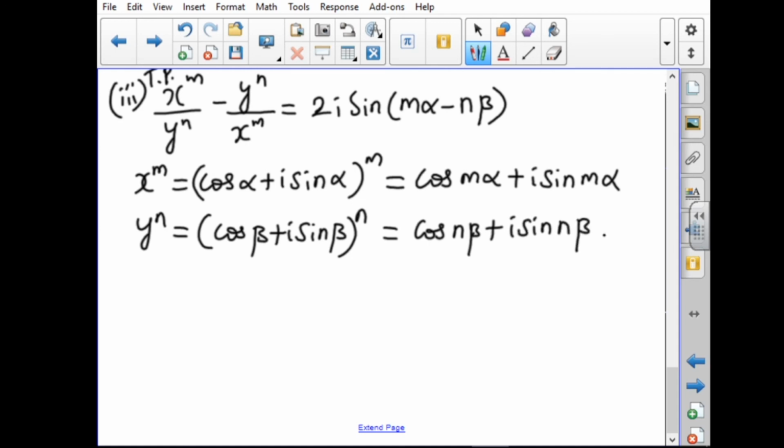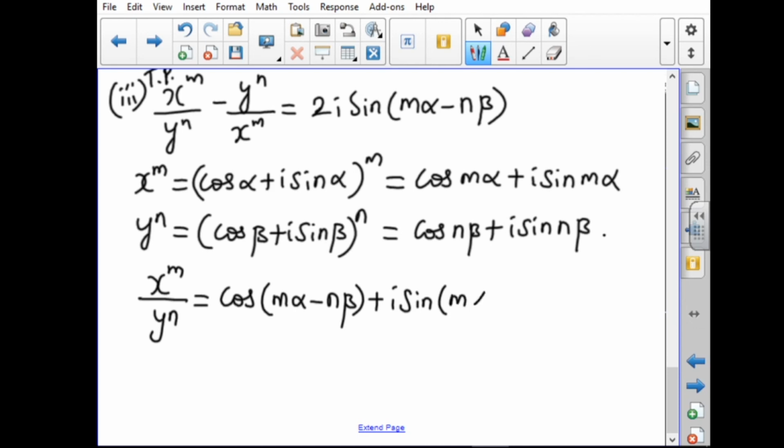Now we are going to divide x power m by y power n. When you divide, the angles get subtracted. So cos of m alpha minus n beta plus i sine of m alpha minus n beta. Whenever it is in division form, you have to subtract the angles. When it is in product form, you have to add the angles.